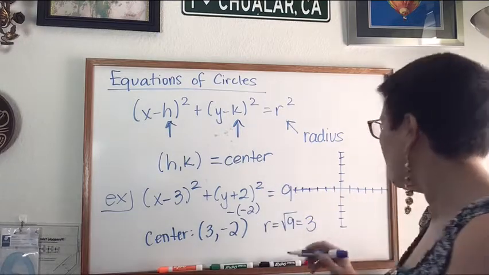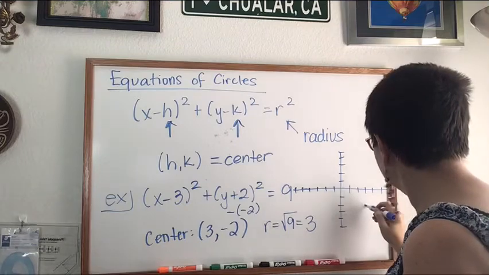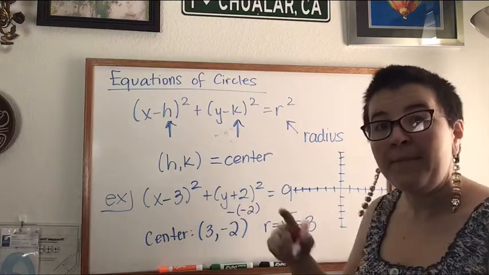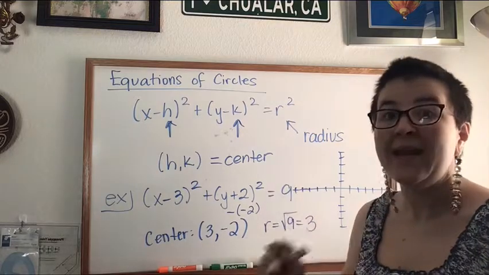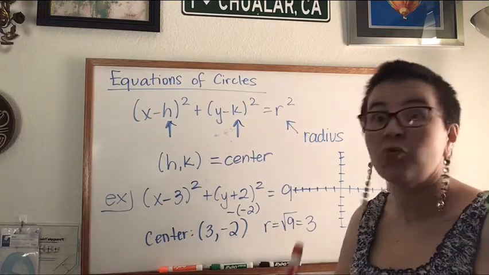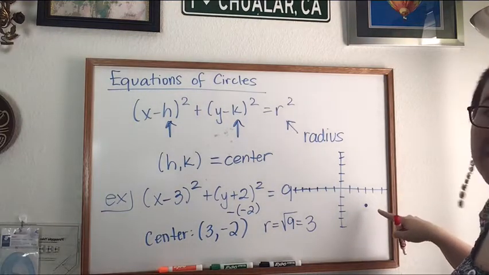I'm going to need a little more on that side. I go to 3, -2, which is here. And then what I like to do is count 3 up, down, right, and left from my center because it's the radius. So the radius is the same in every direction. And then I go ahead and put points there.